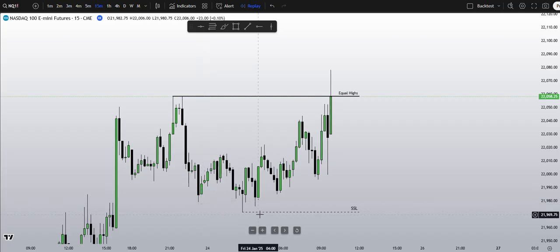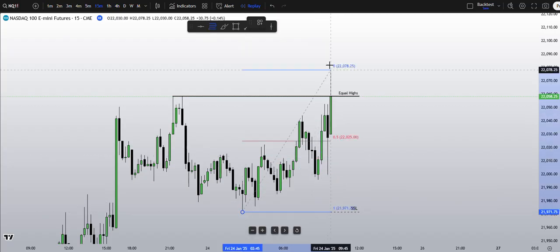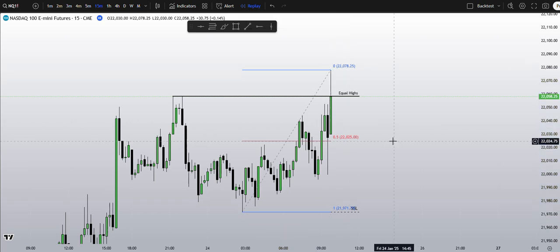Now, why is this important? An additional level of confluence that you can add is the premium and discount. What does that mean? You can use your fib retracement, mark the low to the high of the dealing range. This is why it's important. Some of you may not know what the dealing range is. The dealing range is a range from low to high where the low swept liquidity and the high swept liquidity.